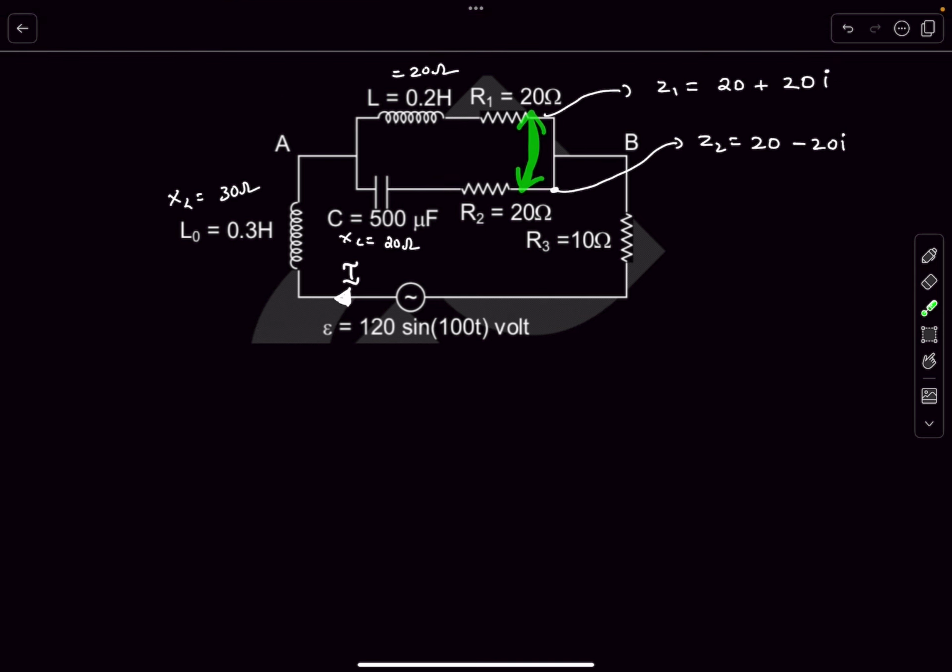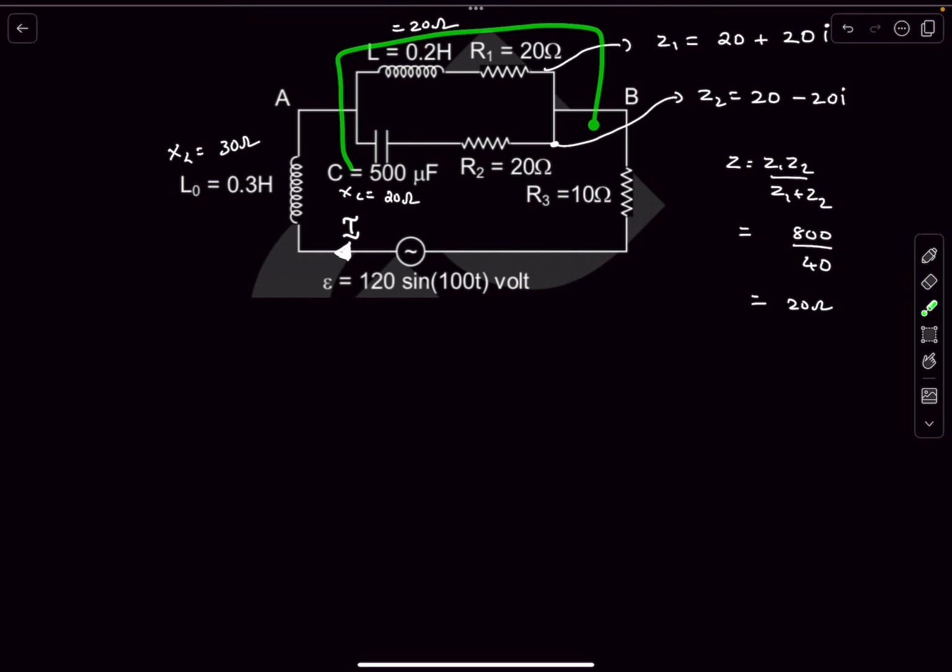Now we can use the formula for parallel resistances. When two impedances are in parallel, Z equivalent becomes Z1 Z2 upon Z1 plus Z2. If you multiply these two complex numbers, it is a plus b times a minus b, so that will be 800. If you sum it, it will be 40. So this comes out to be 20 ohms. The impedance comes out to be real. So this entire part simplifies as 20, and now we have to add another 10 ohms to it. The total impedance becomes 20 plus 10, which is 30. Then we also have an XL of 30 ohm here, so that will be 30i. So the final impedance becomes 30 plus 30 iota.